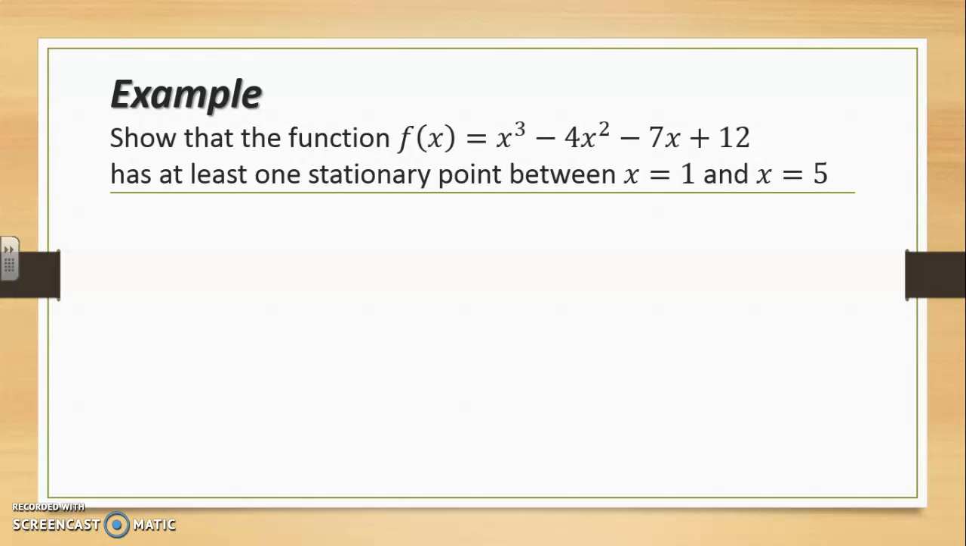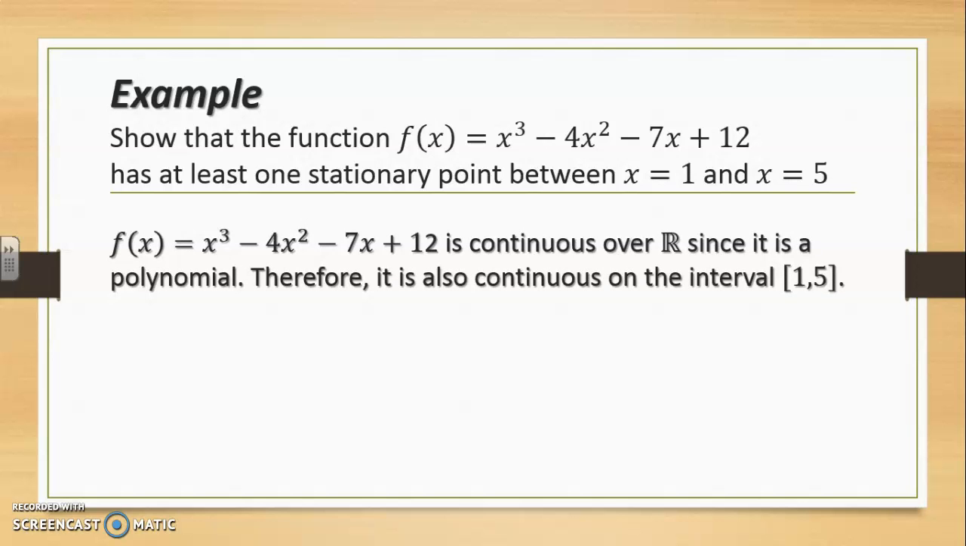As a second example, we're going to show that the function that is shown above, x cubed minus 4x squared minus 7x plus 12, has at least one stationary point between x equals 1 and x equals 5. A reminder that a stationary point occurs when the derivative of a function is 0. So we could translate this question into saying, show that the function has a slope of 0 at least once, between 1 and 5.